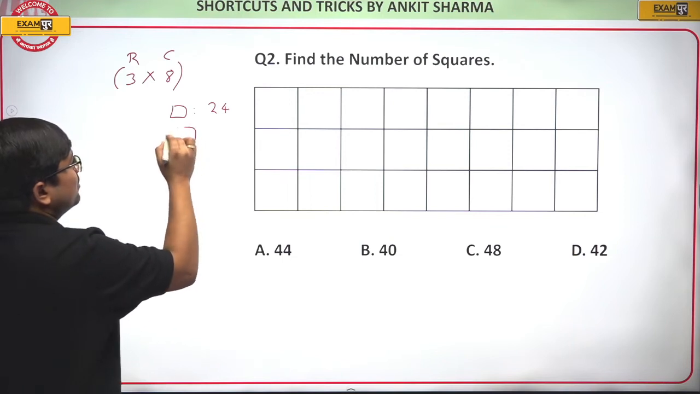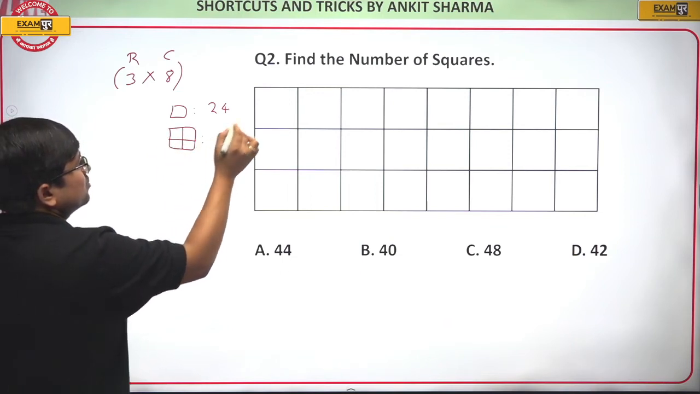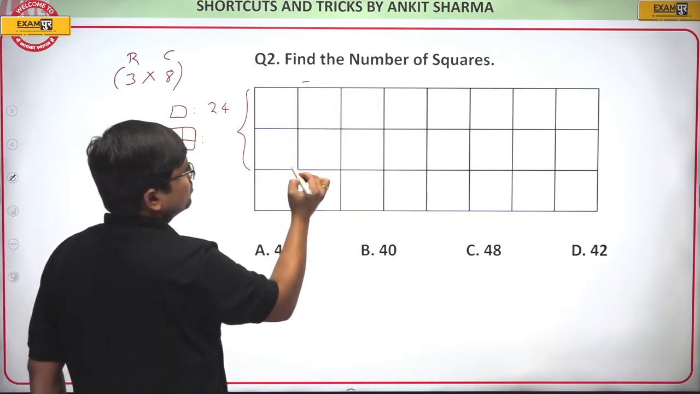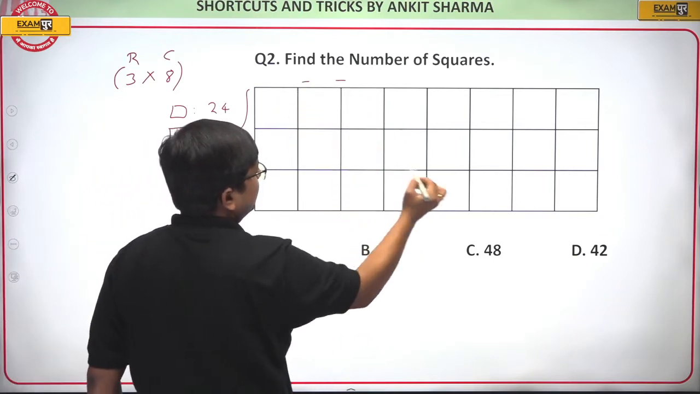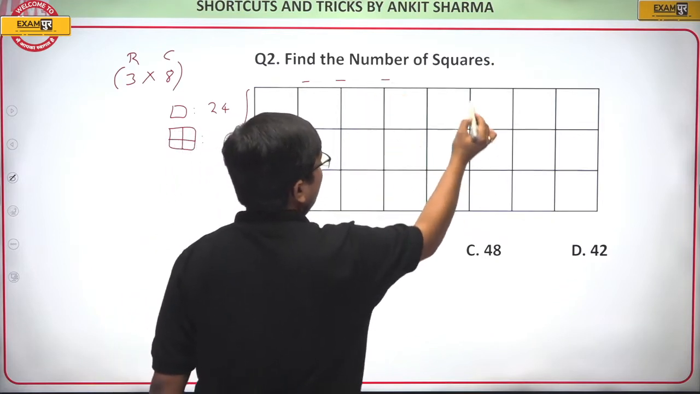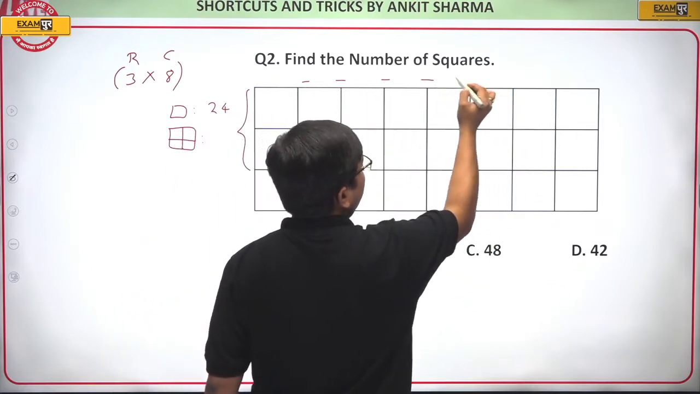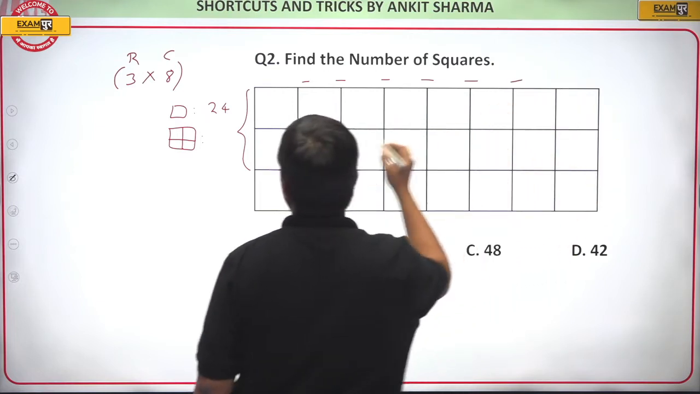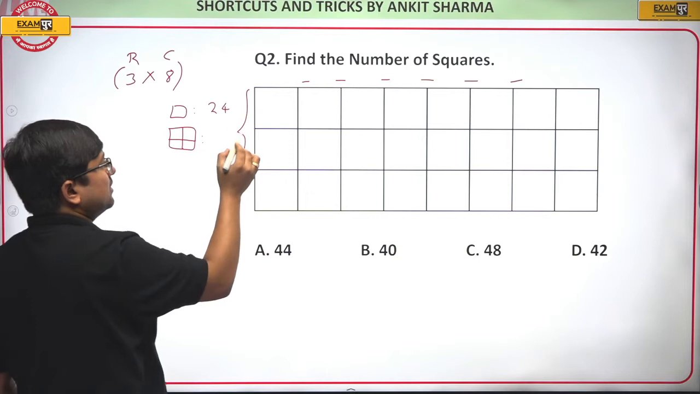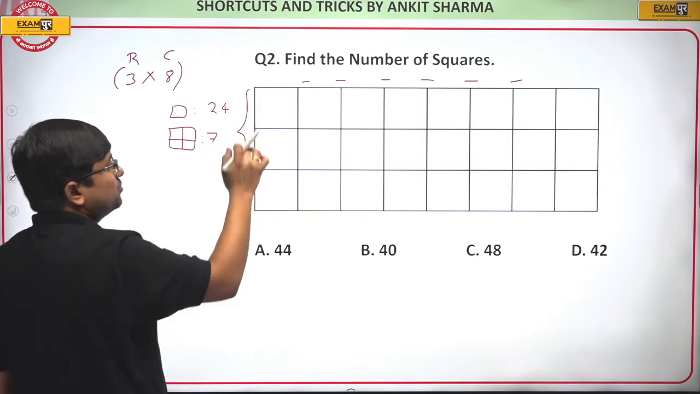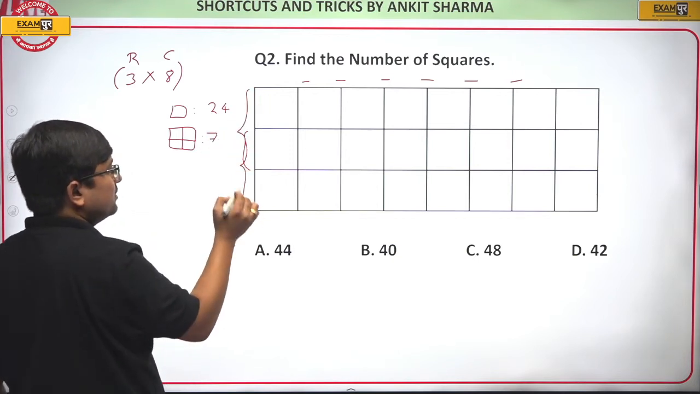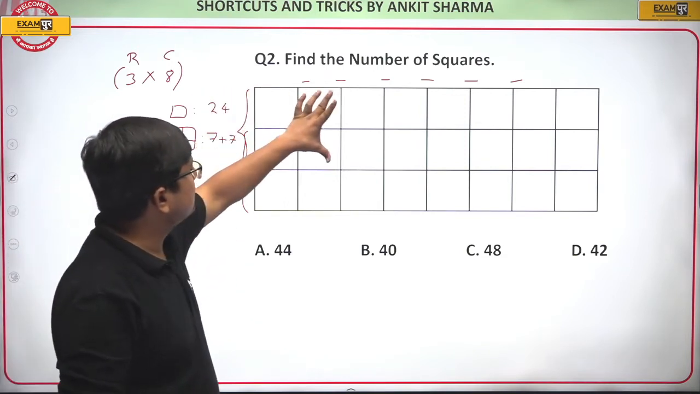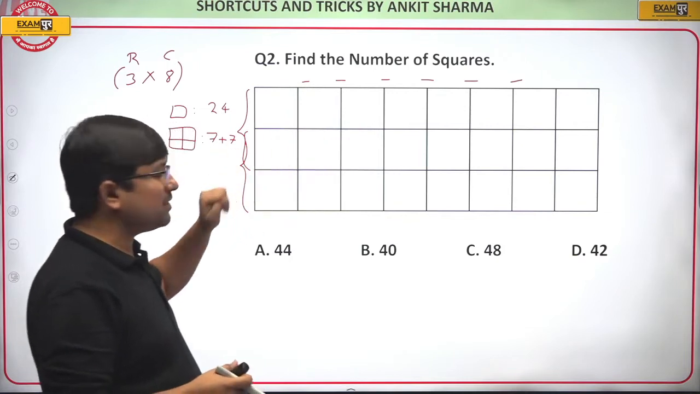Now let me count these kind of squares. So in these two, let us see, 1. Then from here 2, then 3, 4, 5, 6, and then from here 7. So total 7. But if 7 are there in these two, further 7 will be there in these two. 7 plus 7, 14. If 7 are there in these, further 7 will be there in these. So 7 plus 7, 14.